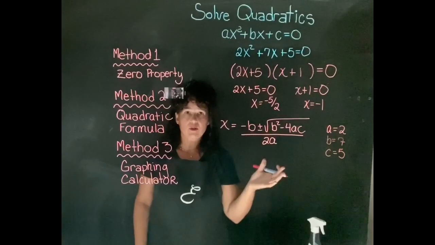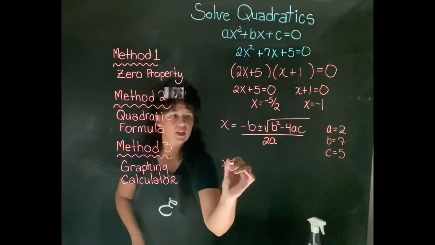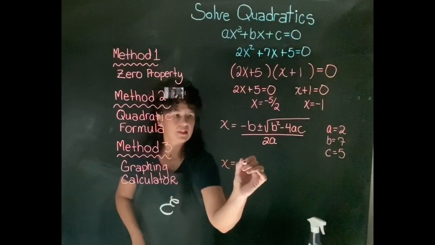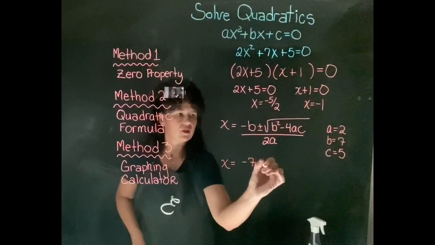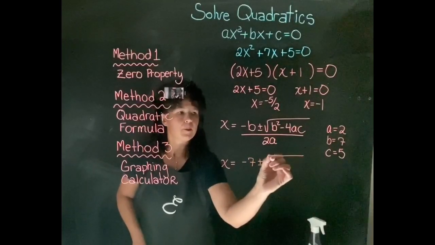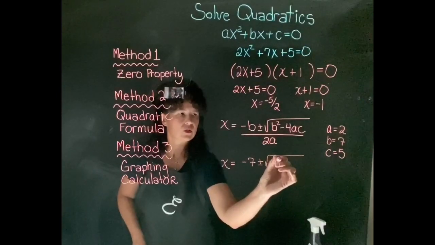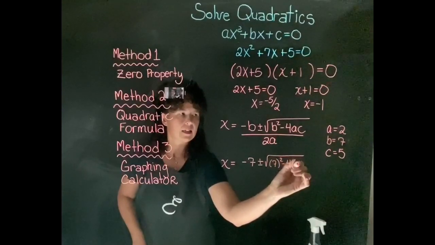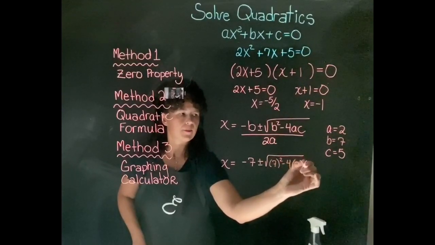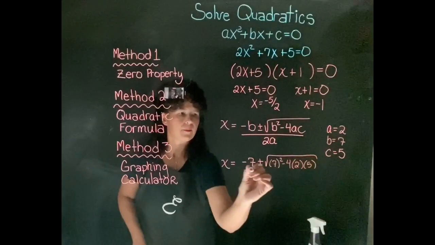Next, I'm just going to substitute my values. So the x is going to equal the opposite of b, so negative 7, plus or minus the square root of b squared, 7 squared, minus 4ac, all over 2a.